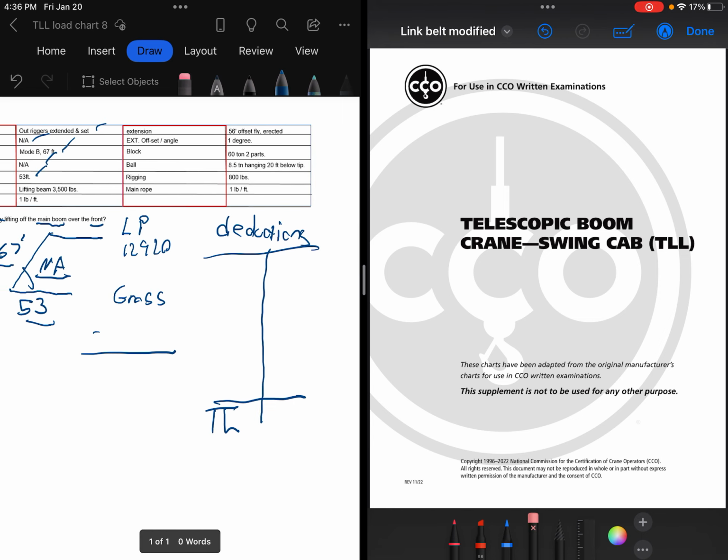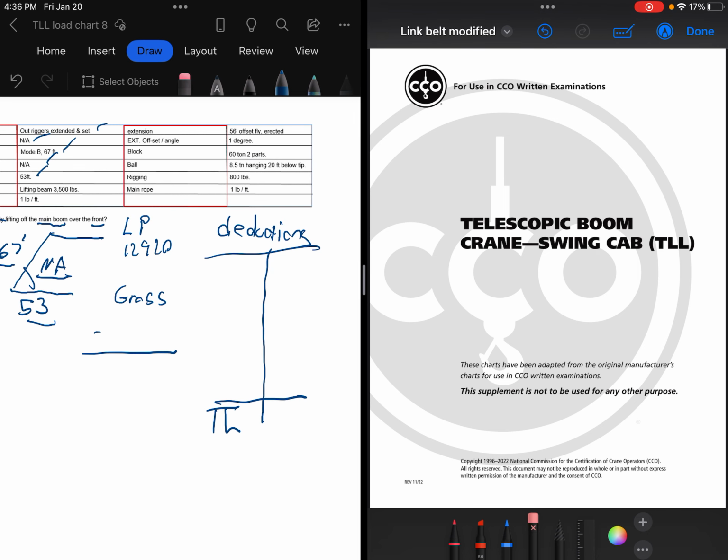Let's start with our deductions. Our first deduction is a lifting beam. That is 3,500 pounds. Check it off. Our extension. Oh, we have a 56-foot erect. That's going to be a big deduction.